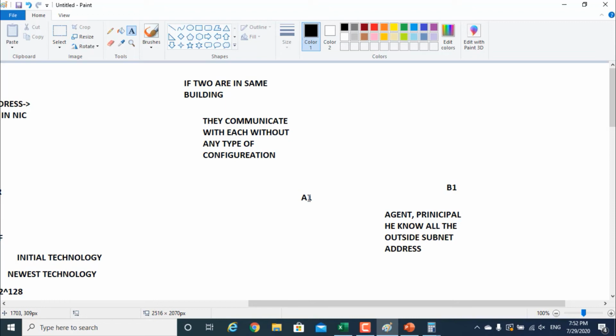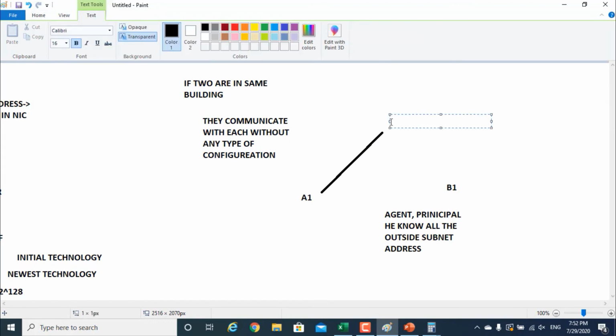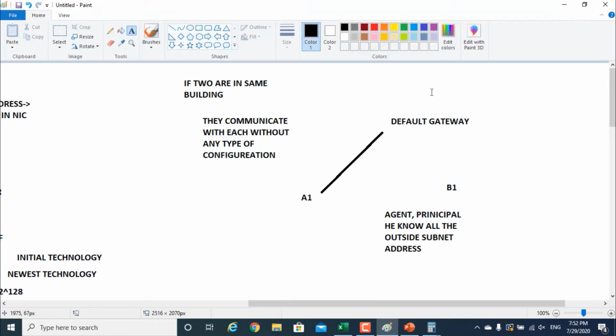So for A1, if he wants to go to B1, first A1 must go where? He must go to the default gateway, the principal. The default gateway already knows. Every subnet has a default gateway, guys. Later on, we will do all this practically. The default gateway in every subnet has the addresses of all the buildings, building B1, B2, C, D. All the information is in the default gateway, but not with the host.